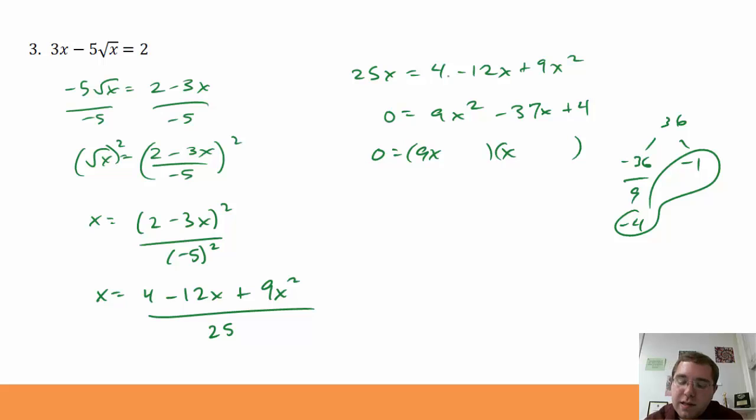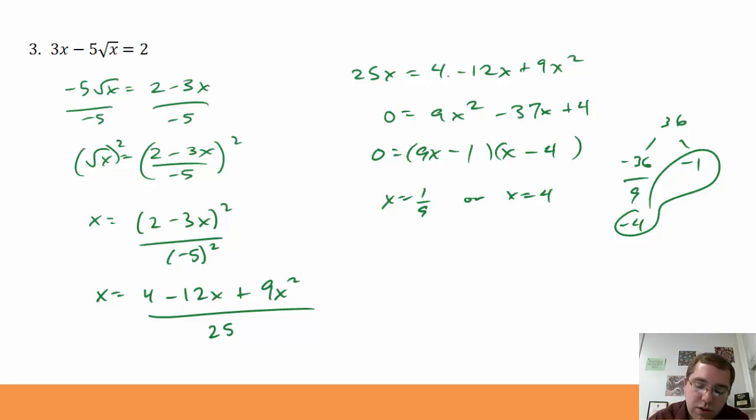So I've got 9x and x. The number I got when I divided by 9 was negative 4, so that goes opposite the 9. And then the other number is negative 1, so it goes there. I've got 9x minus 1 times x minus 4 equals 0. That means x equals 1/9 or x equals 4. I check to make sure neither one of those is extraneous.